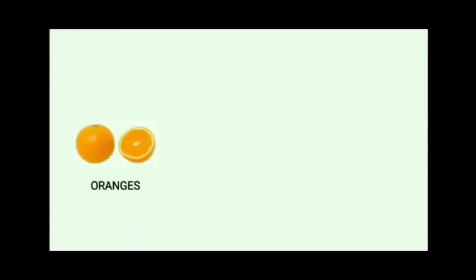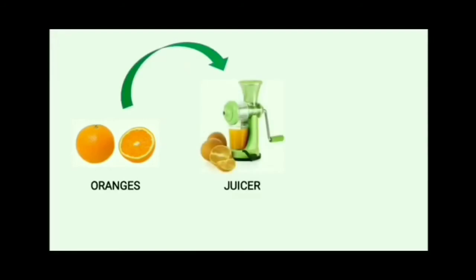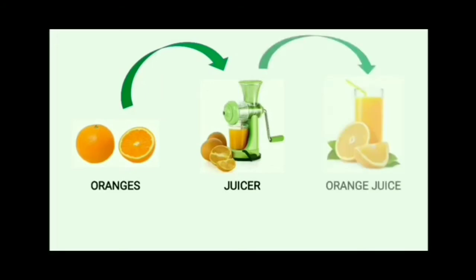Dear students, do you know how we make orange juice? Okay, let's learn. For making orange juice, we will first take oranges and slice them, and then we will put the oranges in the juicer. This juicer is a machine. It will turn the oranges into juice. So children, what happened here? Here we first used oranges and put them into the juicer, and then after processing the oranges, the juicer has given us the final result, that is orange juice.